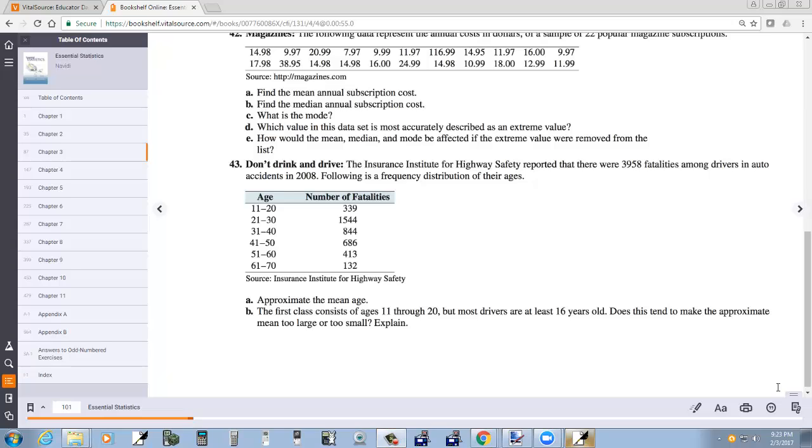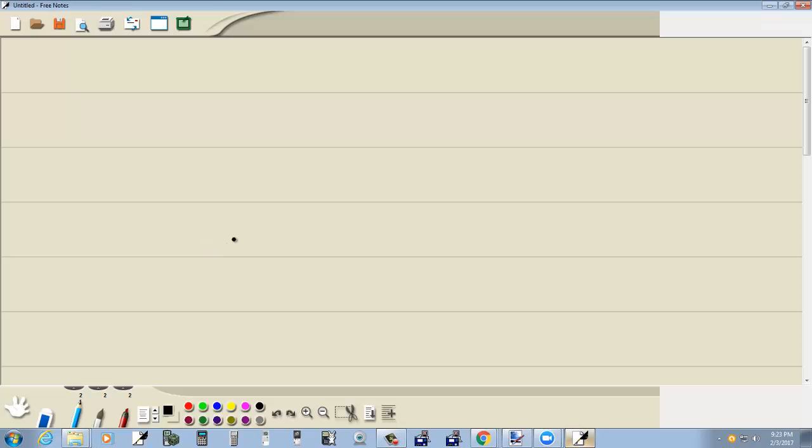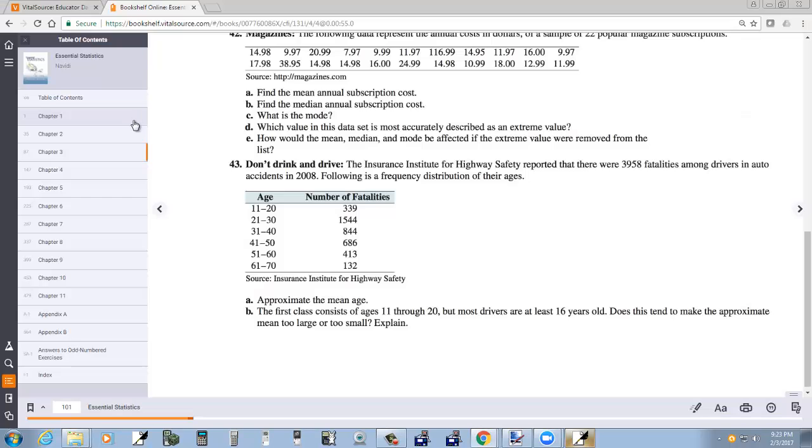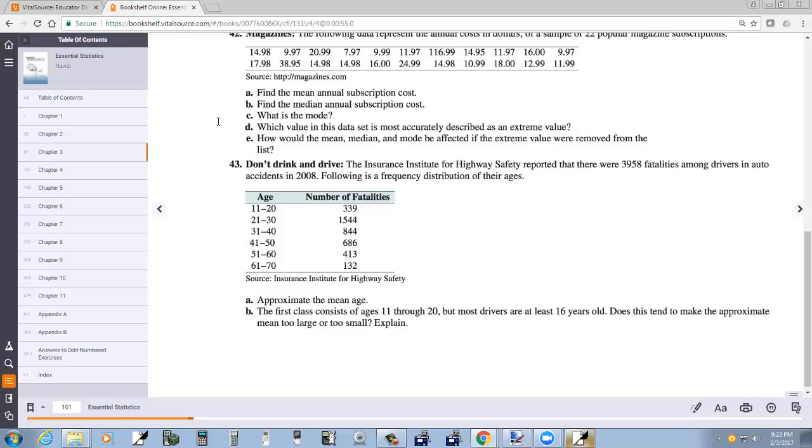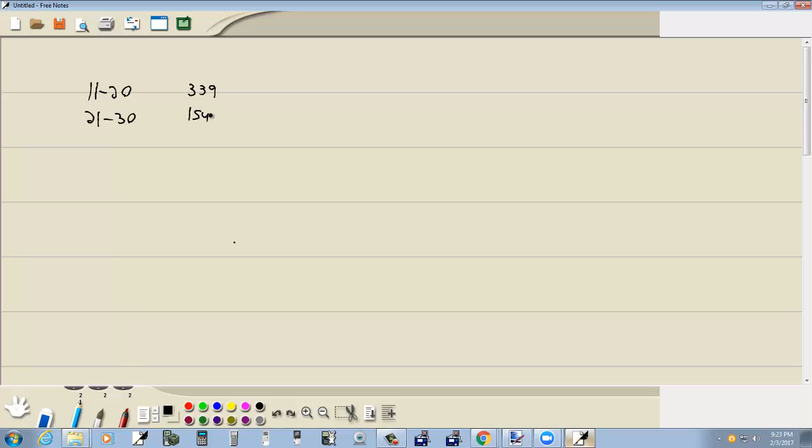Okay, to answer part B on this problem, we look at just our first class, 11 to 20. Actually, let's put the next one down there too, 21 to 30. Then we got 339 and 1544. Of course, you got your other classes too, but this will demonstrate it.